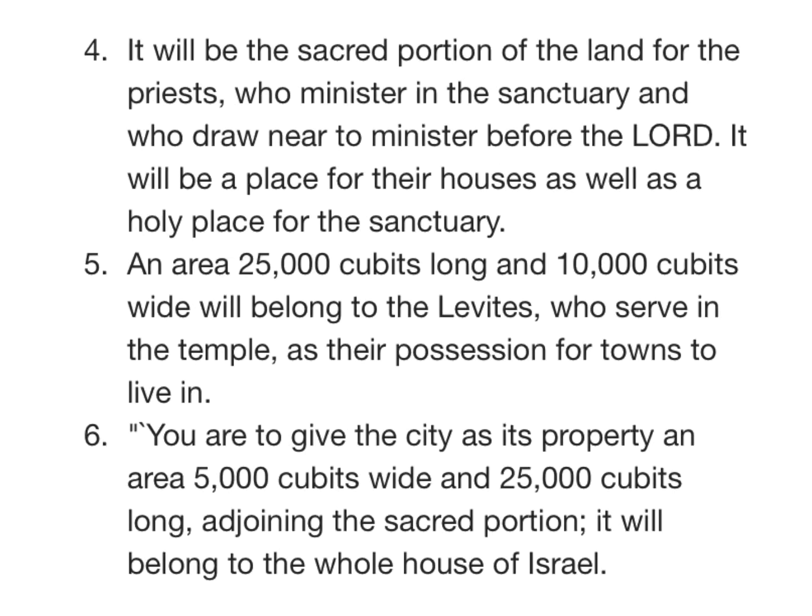It will be the sacred portion of the land for the priests who minister in the sanctuary and who draw near to minister before the Lord. It will be a place for their houses as well as a holy place for the sanctuary. An area 25,000 cubits long and 10,000 cubits wide will belong to the Levites who serve in the temple as their possession for towns to live in. You are to give the city as its property an area 5,000 cubits wide and 25,000 cubits long, adjoining the sacred portion. It will belong to the whole house of Israel.